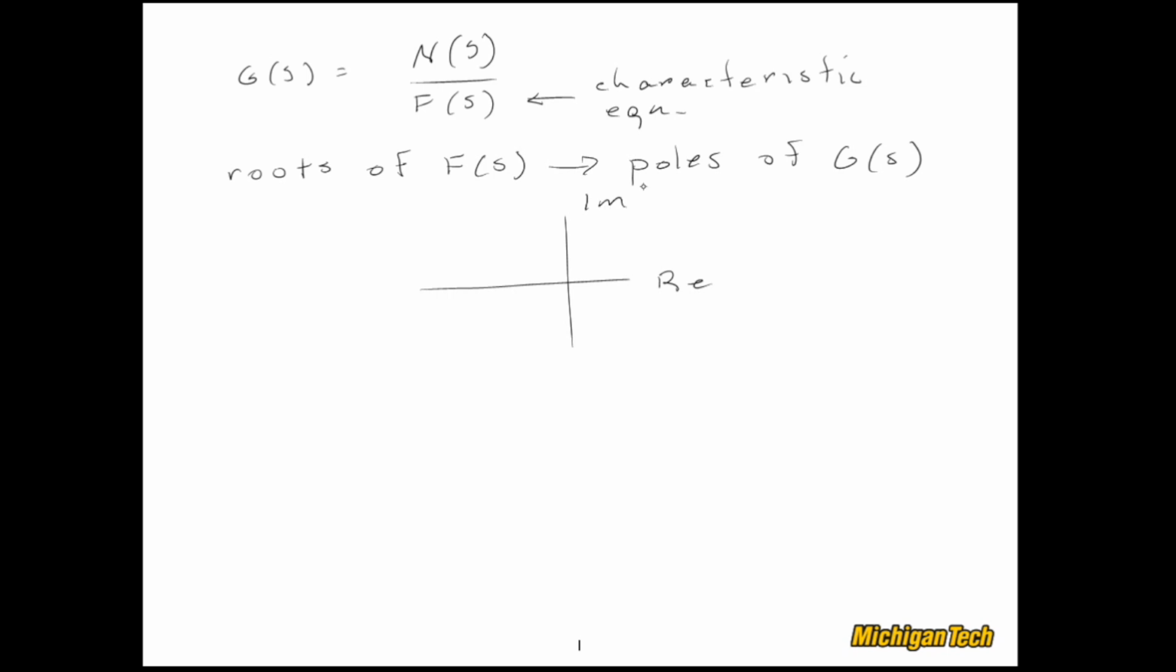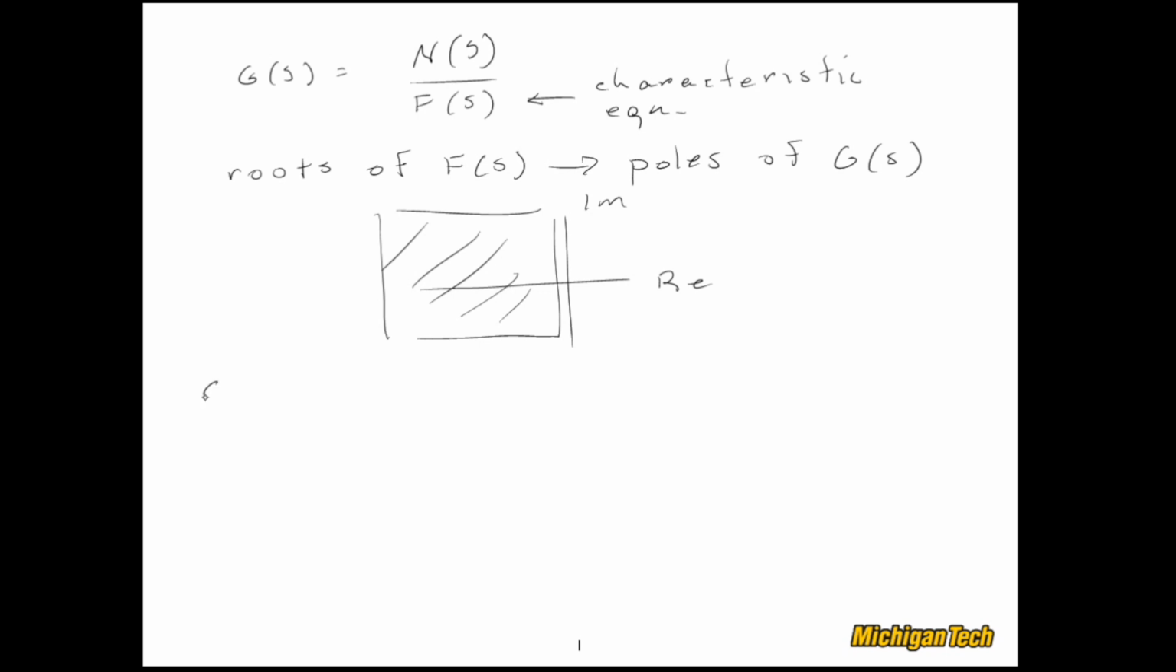It means that for any bounded input, we know that the output will also be bounded if all of our poles are over here in the left half plane. If there's any on the imaginary axis or in the right half plane, then we know that the output will not be bounded for all bounded inputs.